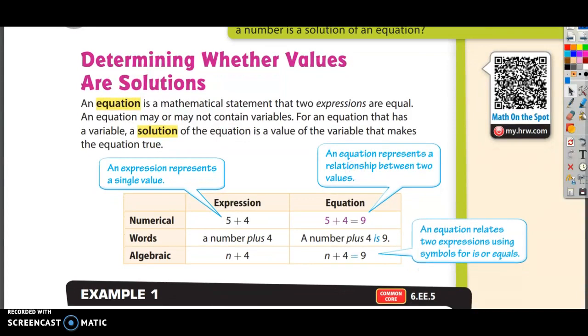Determining whether values are solutions. Please read along with me. An equation is a mathematical statement that two expressions are equal. An equation may or may not contain variables. For an equation that has a variable, a solution of the equation is a value of the variable that makes the equation true.